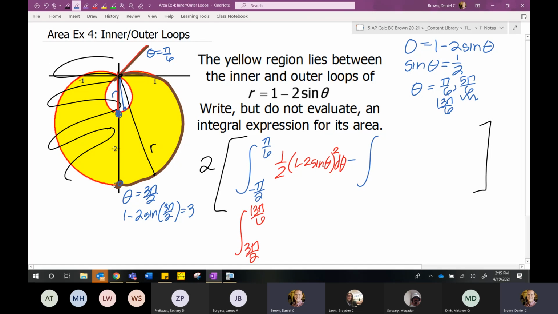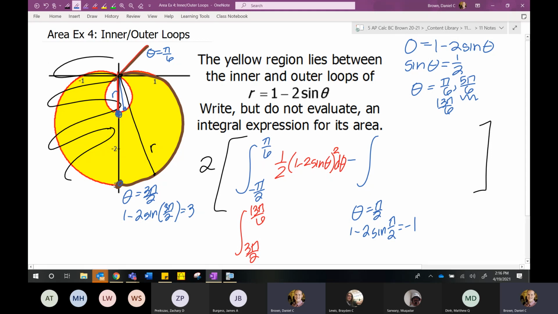If I wanted to try theta is equal to pi over 2 as a starting point, plugging it in, 1 minus 2 sine of pi over 2 gives me -1. Is that okay? Yes, as long as you stay negative within the entire interval, that's okay. So let's go ahead and think about using the pi over 2.